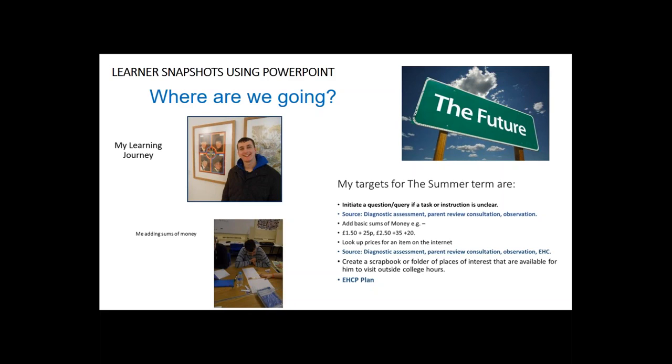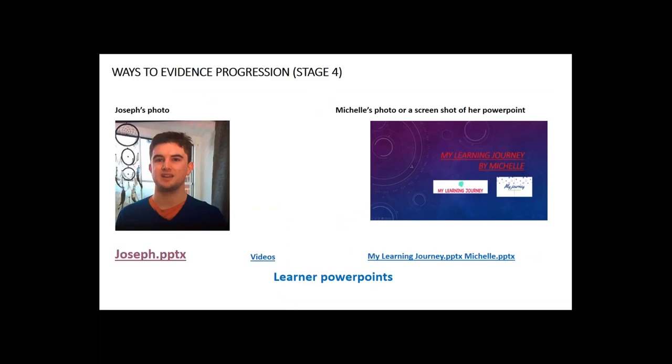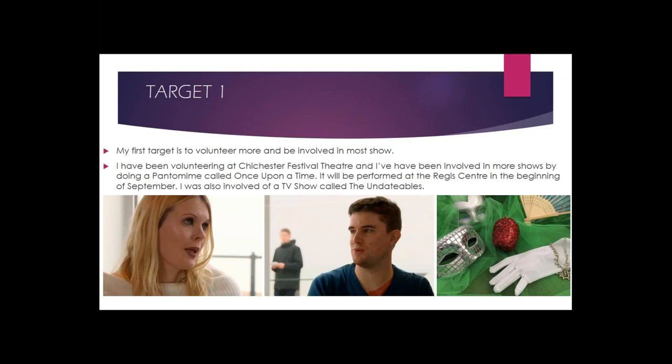I'd like to just show you another couple of PowerPoints very quickly. Joseph was one of our learners. He's doing a performing arts program. Some of you may recognize him. He was actually on the Undatables. His first target was to volunteer more and be more involved in most shows. He indeed met that target, was involved in lots of shows, including being on television.